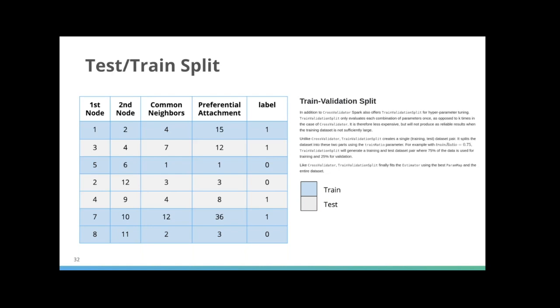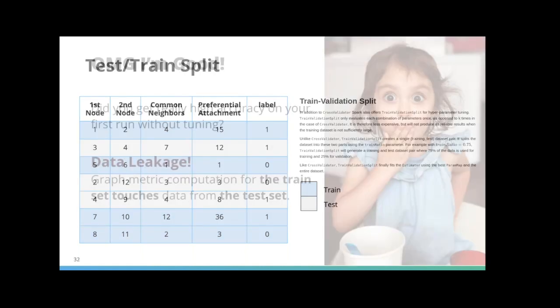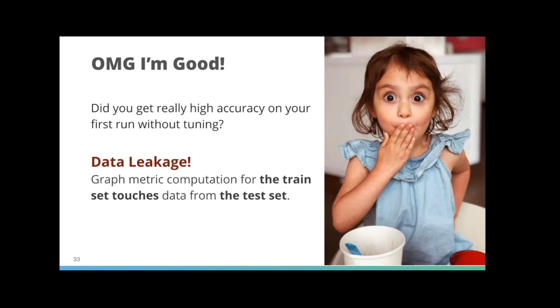But what happens when we did that in a graph is that we ended up with a very mistakenly accurate model. We ended up getting something that we termed data leakage.